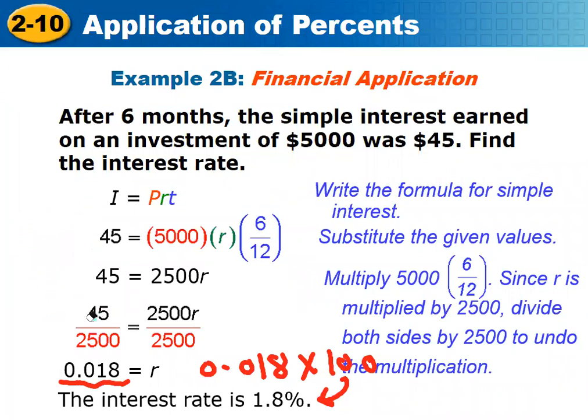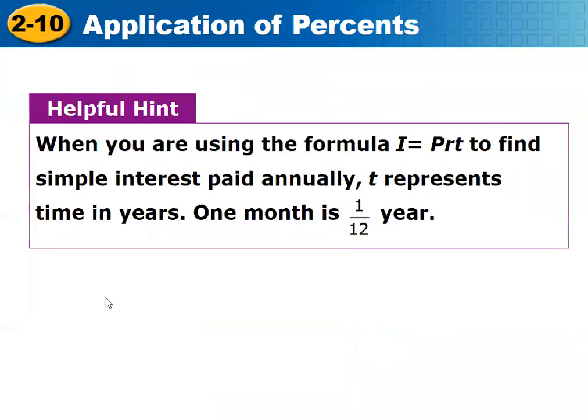So we explained until now the commission at the beginning, and then we studied the simple interest. Please take care when you are using the formula interest equals principal times R times T to find the simple interest paid annually. T represents the time in years. 1 month is 1 out of 12 years. Then 2 months will be 2 over 12, 3 months will be 3 over 12, 4 months will be 4 over 12, and so on.